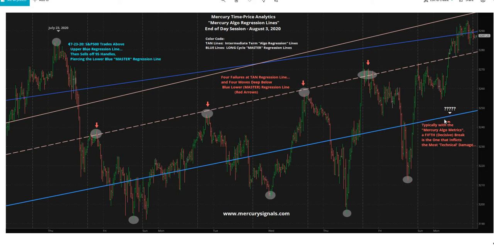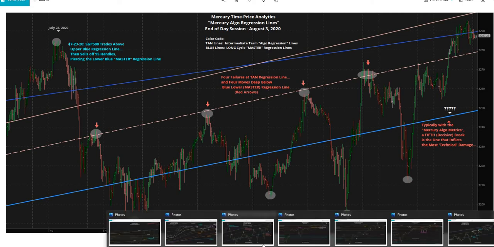So, and I keep reposting these on Twitter every day, and I talk about these regression lines in every video because these are extraordinarily important. And we're going to look at one more of these in a minute. So, last couple of charts.